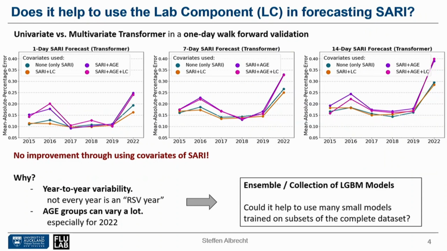And there's actually an explanation coming from the epidemiologists who say there's a lot of year-to-year variability. So you might sometimes have an RSV year or a strong flu year. And so we thought maybe it helps to use smaller models that focus on really just the last flu year we had when we head into the next strong flu year. So this is the work about trying to use ensembles to improve the forecasting, trying to extract patterns from the lab component to make forecasting better.